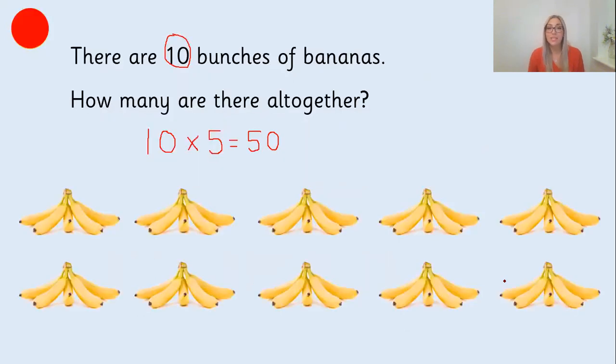And then going on to the red challenges. So there are 10 bunches. So that means I had 10 of my fingers up, counting in fives. 5, 10, 15, 20, 25, 30, 35, 40, 45, 50. I've got no fingers left, so that means 10 lots of 5 is 50. Okay, so each one of these is 5.